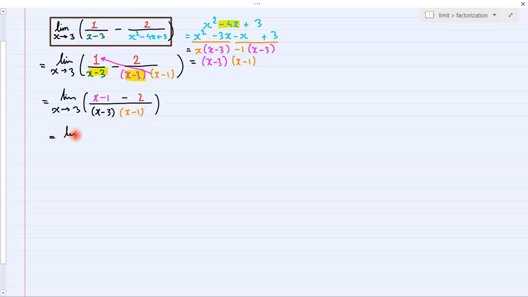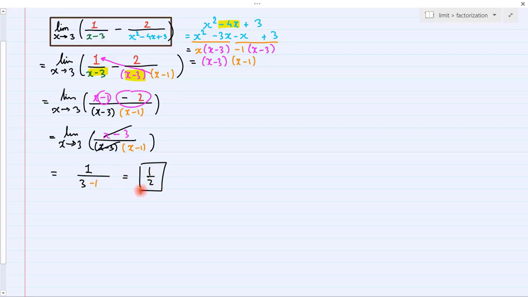So here, limit x tends to 3. In the numerator we will get x minus 1, and minus 2 will become minus 3, upon x minus 3 into x minus 1. Here your x minus 3 is a common factor. It will be cancelled out, and we are ready to replace our x by 3. So we'll get 1 upon 3 minus 1, or we can say 1 by 2 is your final answer. Ta-da!